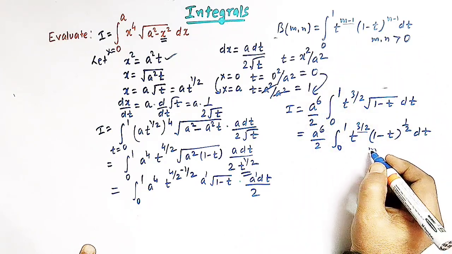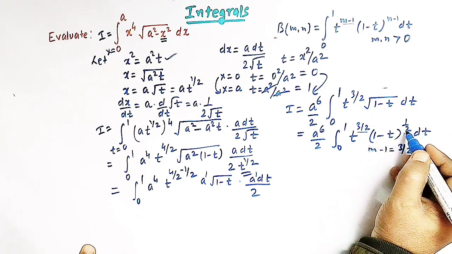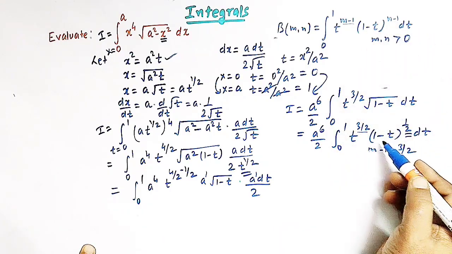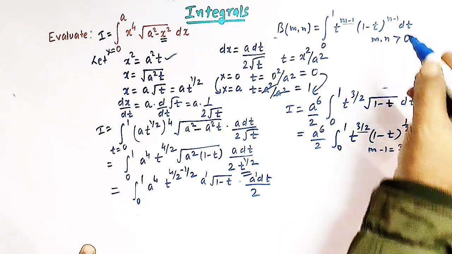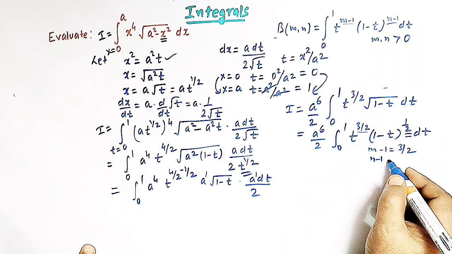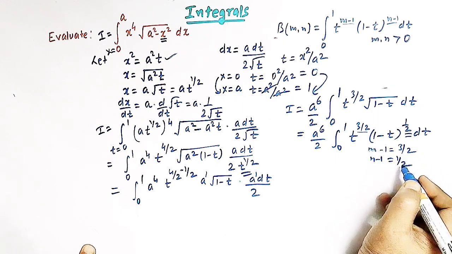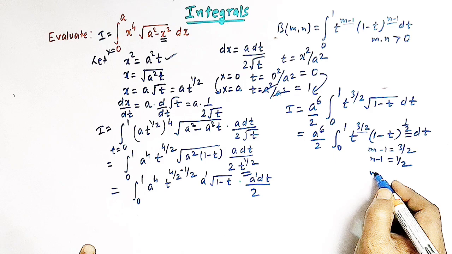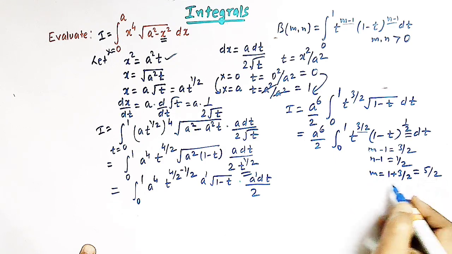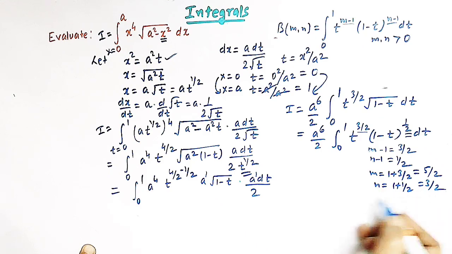So we can now write m minus 1 is equal to 3 by 2, and here we have (1 minus t) raised to n minus 1. Here we have (1 minus t) raised to half. So n minus 1 is equal to half. So we can now solve these two equations for m and n. M is 1 plus 3 by 2, that is 5 over 2. And n is 1 plus half, that is 3 by 2, right?